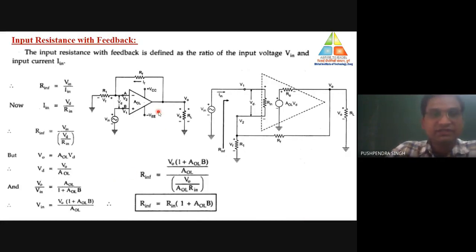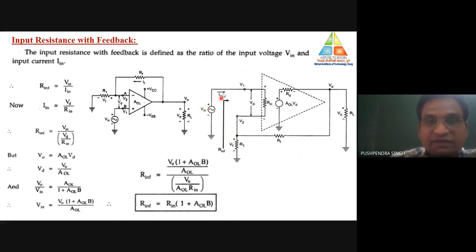Now input resistance with feedback. This is the equivalent circuit for the calculation of input resistance with feedback. For the calculation of input resistance with feedback, we have applied one voltage source Vin, which produces an input current IN. So total input resistance with feedback is Vin divided by IN.